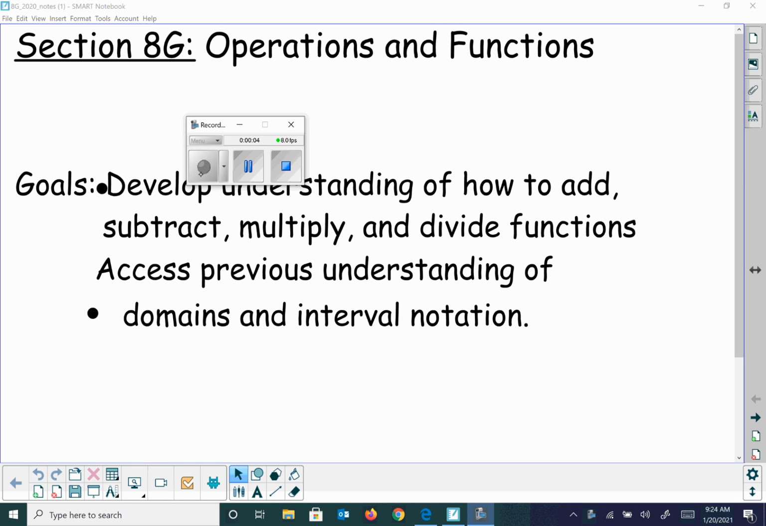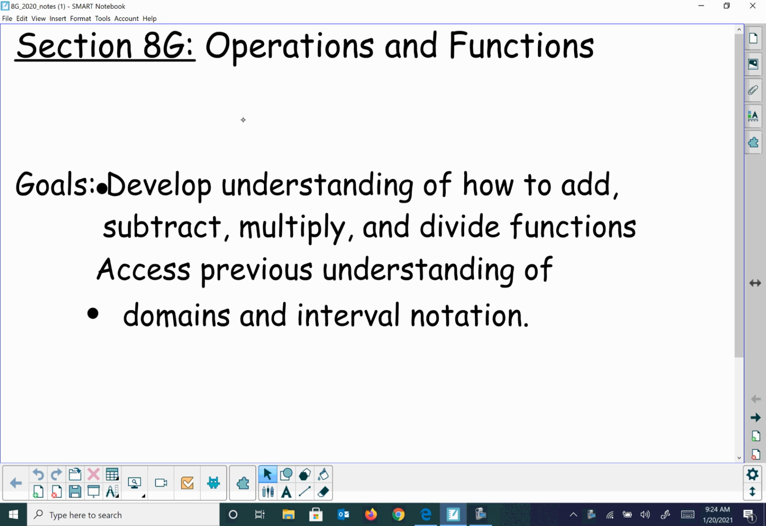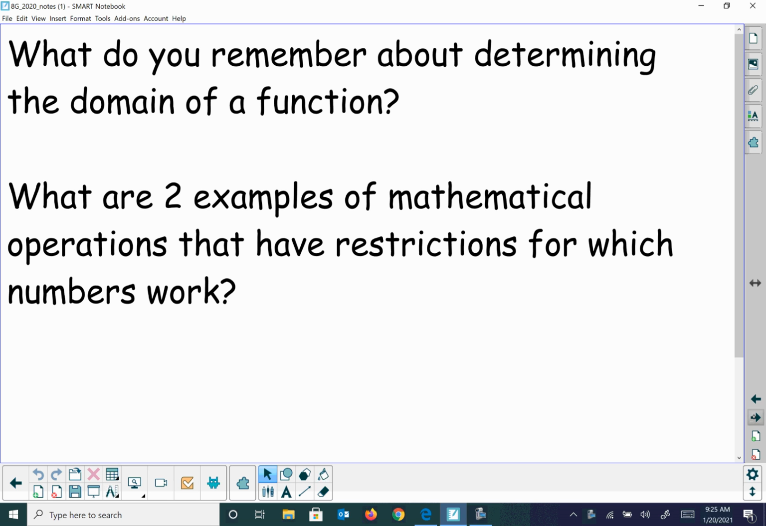So we are going to be doing 8G on video, so please make sure you get the homework done for this for Monday. So, operations of functions.